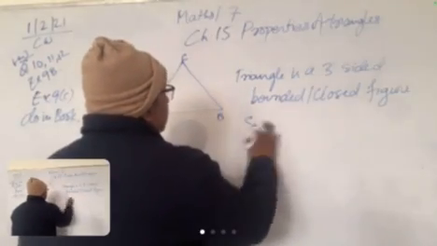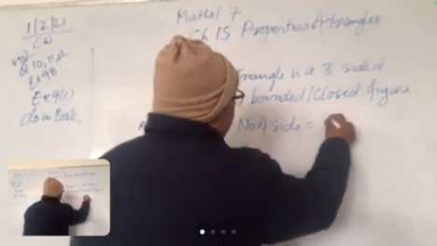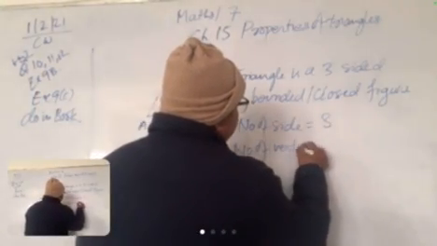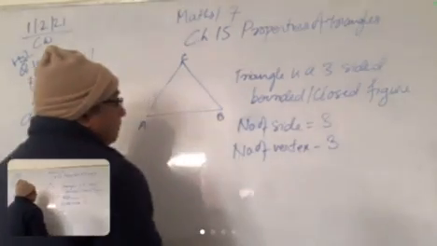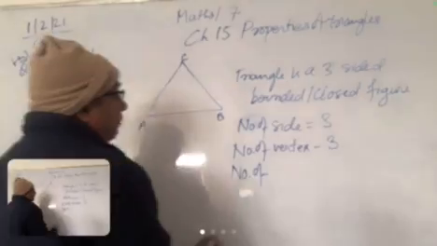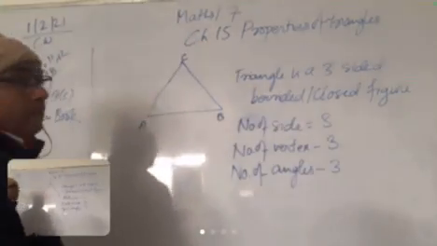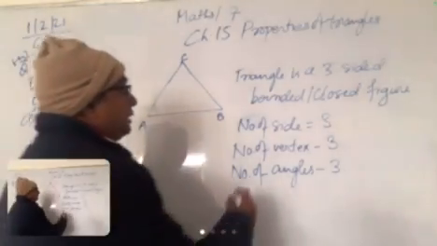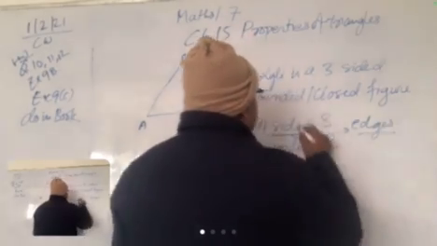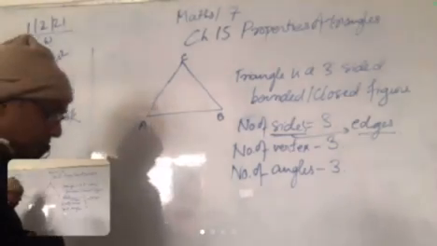Number of sides is equal to 3. Number of vertices is 3. Number of angles is 3, and a side is also called an edge. Clear?